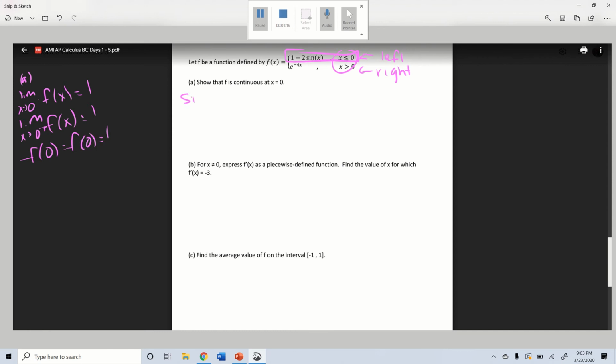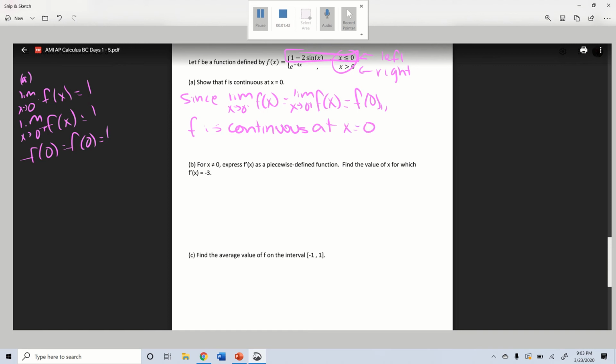So since the limit as x approaches 0 from the left of f of x is equal to the limit as x approaches 0 from the right of f of x, is equal to f of 0, f is continuous at x equals 0.